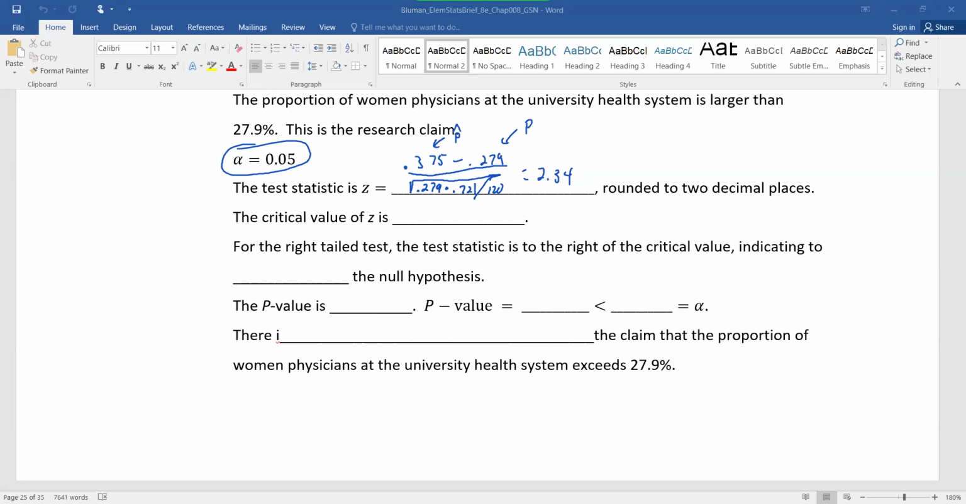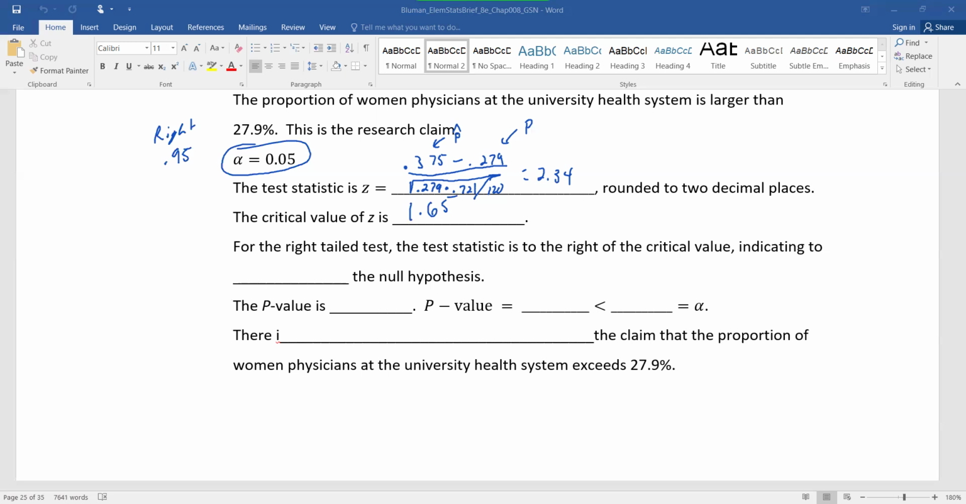Remember what kind of tail test this is? Right, it's a one-tailed test on the right, so I would have to go to 0.95 since it's on the right side. And at 0.95, what is the z-score? 1.65. Hopefully you have that memorized. If not, again, just use the z-score table. So that is our critical value there.